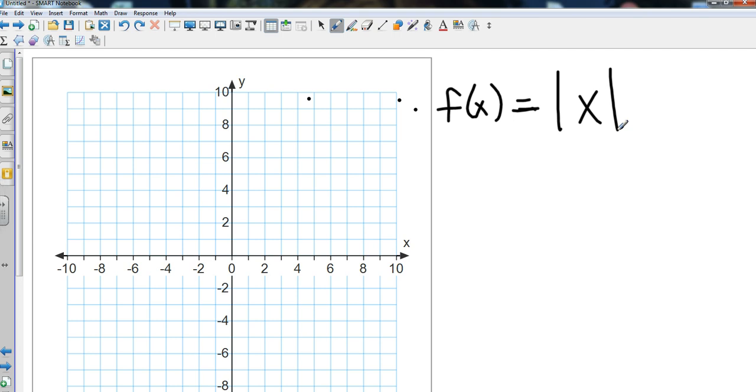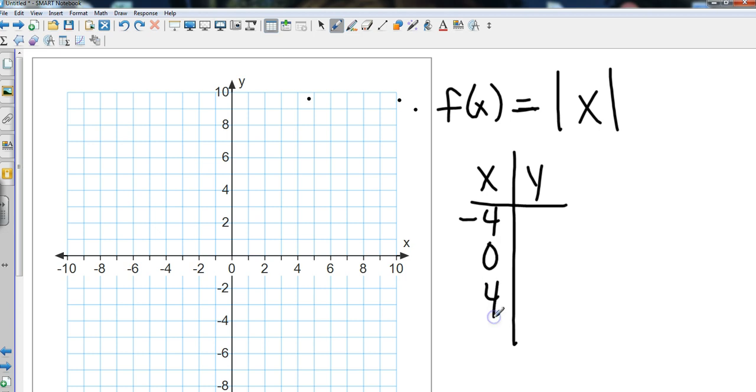So let's just pick some coordinates. Just make us a little table here. Remember, f of x is y, so I can pick anything for x. Let's say -4, 0, and 4. Let's just use those.